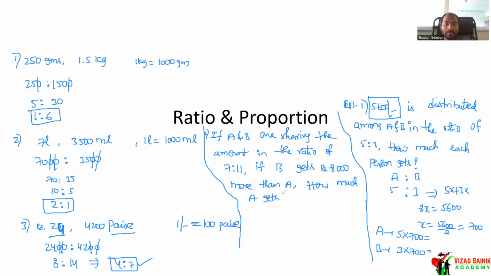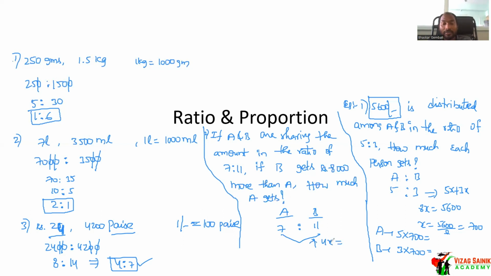For this example question, what did we say ratio is? It's a comparison between the quantities. So A here, B here, 7 is to 11. A is getting 7 parts, B is getting 11 parts. Compared to B, A gets 4 parts lesser, and compared to A, B gets 4 parts more.